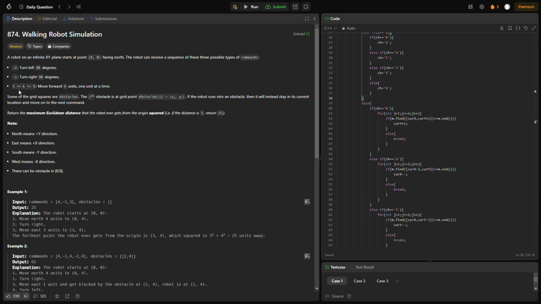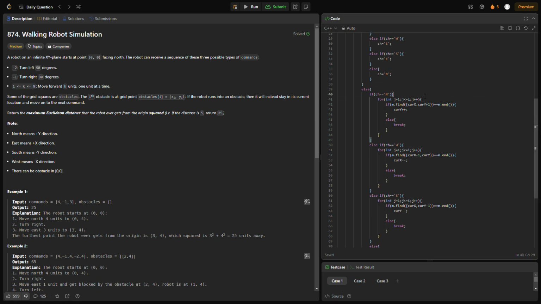Another case is when we are given a value between 1 and 9. The first thing I did is check in which direction I am facing. If I am facing in the north direction, I just increment the current y axis. I iterated from 1 to k, the command value, and checked whether the current value I'm updating is in the map or not. If it's not in the map, that means we don't have an obstacle. But if it's in the map, that means there is an obstacle and we can't move forward, so I just break out from there. Otherwise, I keep incrementing the current y axis.